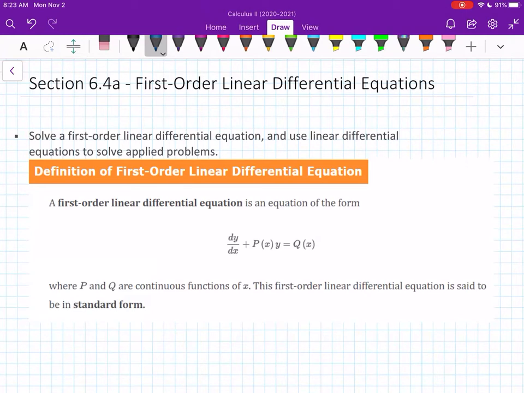Hello, today's video is on section 6.4a, first order linear differential equations. Today we're going to just talk about how to solve first order linear differential equations, and then in 6.4b we are going to use linear differential equations to solve applied problems.